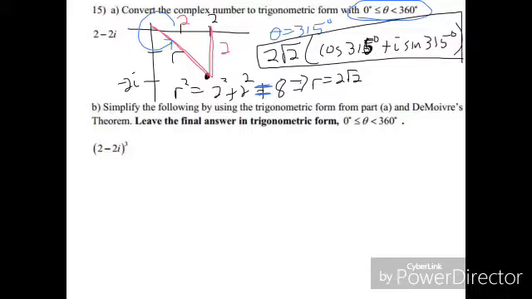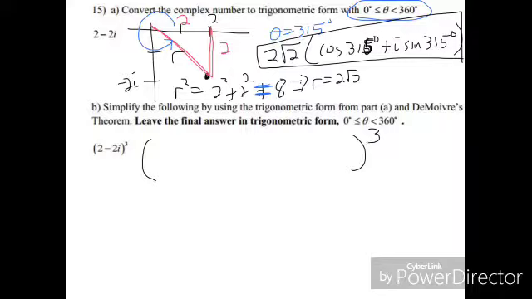Okay, now that we have our trigonometric form for part A, part B is asking us to use the trigonometric form from part A and De Moivre's theorem and leave the answer in trig form, that's nice, to find this, which is our complex number to begin with, but cubed. Alright, so now I get a chance to rewrite this thing proper.